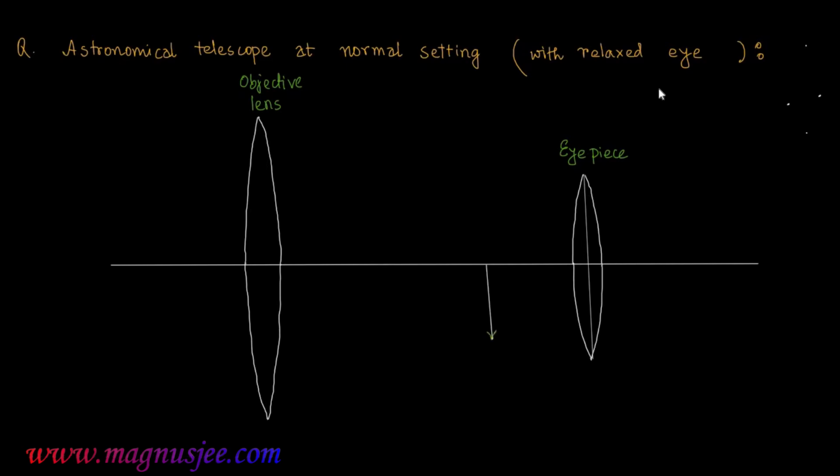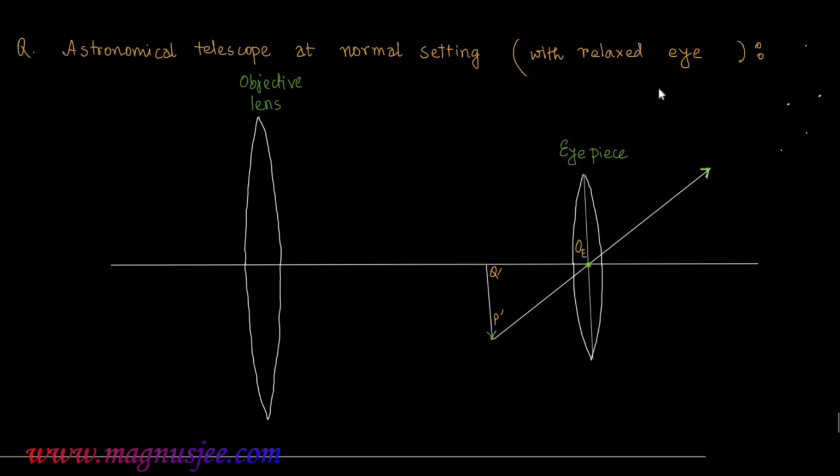We can draw the real image P prime Q prime formed by the objective lens in the focal plane of the lens. This real image P prime Q prime behaves as a virtual object with respect to the eyepiece. From this virtual object P prime Q prime, we can denote two rays. One ray will be passing through the optical center of the eyepiece without any deviation. Another ray is traveling parallel to the principal axis.